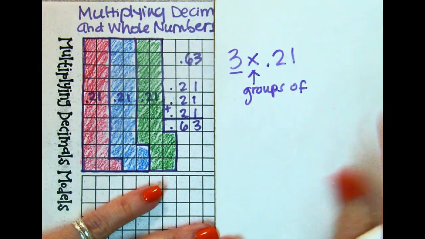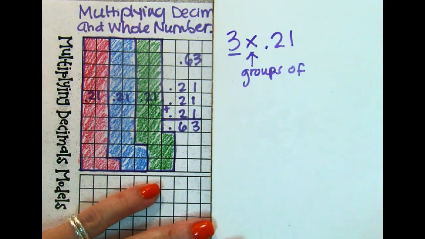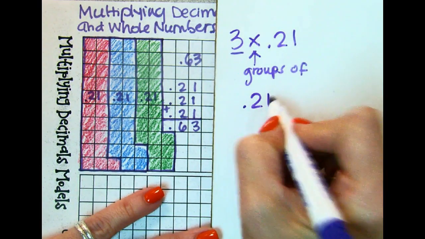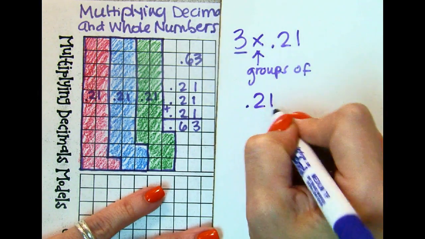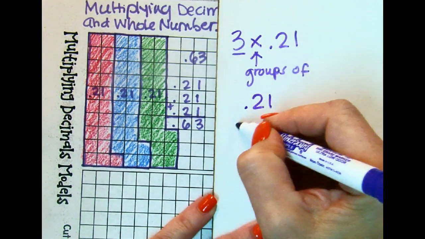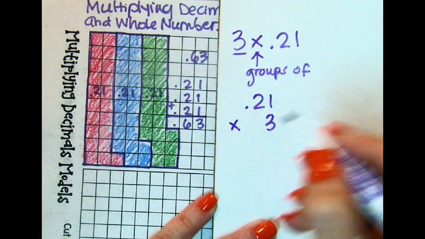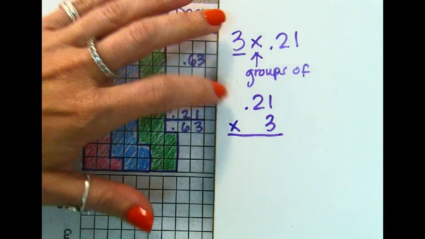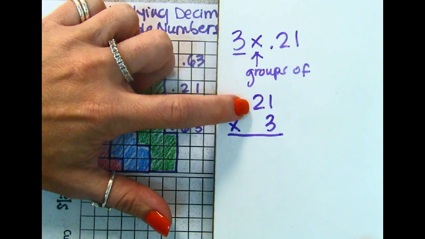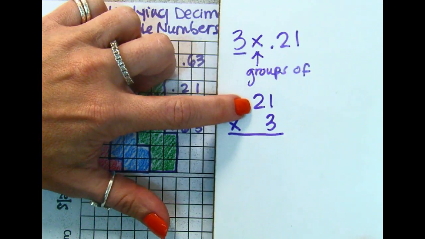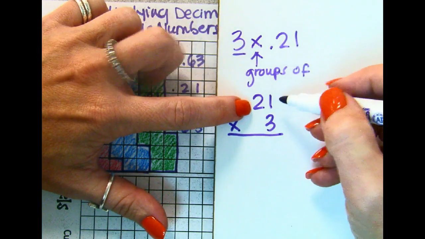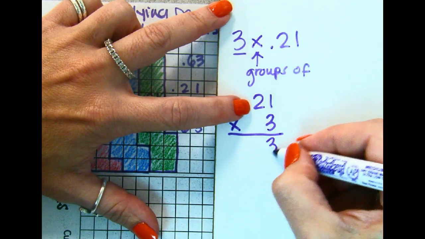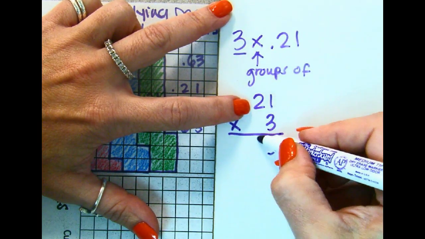But we're going to show how to solve this problem using the standard algorithm. So I'm going to put 21 hundredths on top because it has more digits, not because its value is greater. It has more digits. So I'm going to put 3 on bottom. And here's the trick about multiplying using the standard algorithm. You just simply forget that the decimal is there at the first. Okay, don't worry about that decimal right now. You just multiply as usual. So 1 times 3 is 3. 2 times 3 is 6.